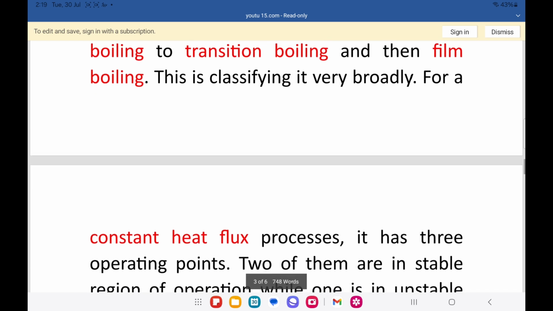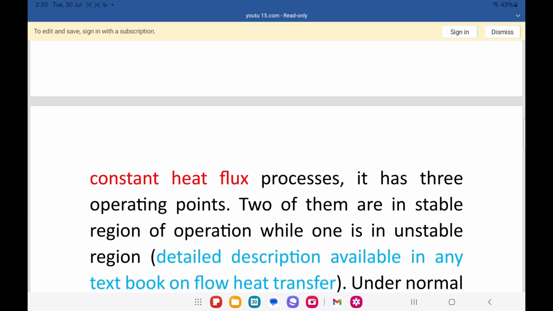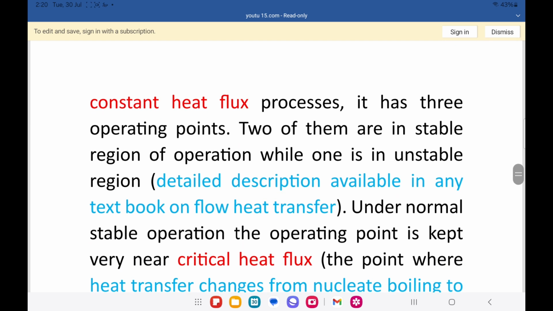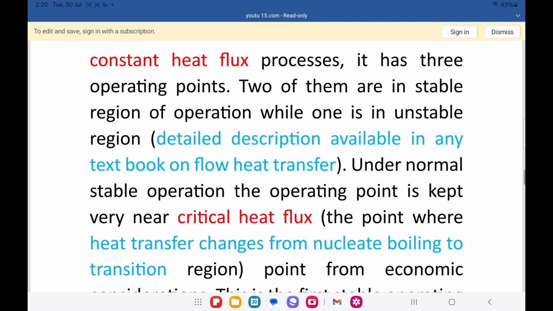For a constant heat flux process, as I said earlier, it has three operating points. Two of them are in the stable region of operation, while one is in the unstable region. If you want to know more about how and why, a detailed description of this will be available in any textbook on flow heat transfer.